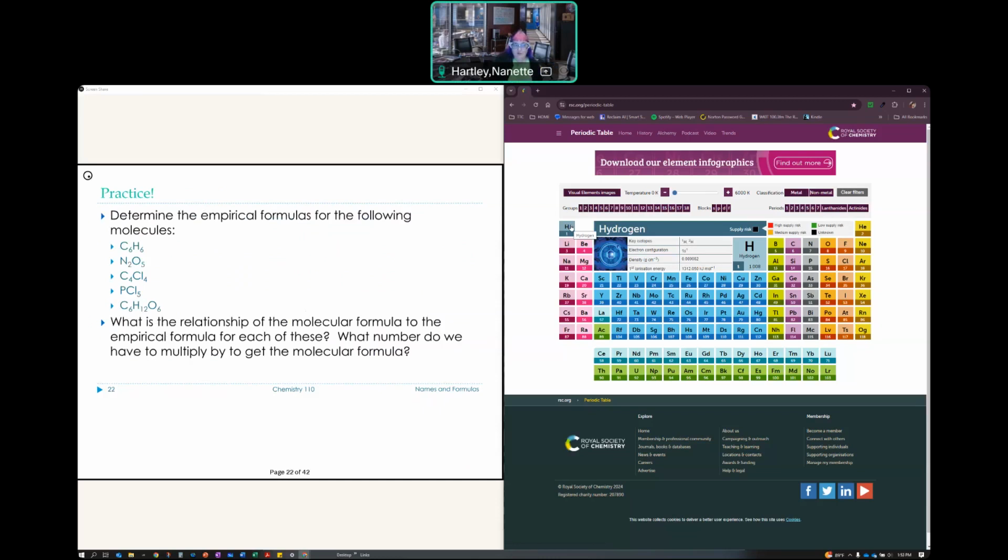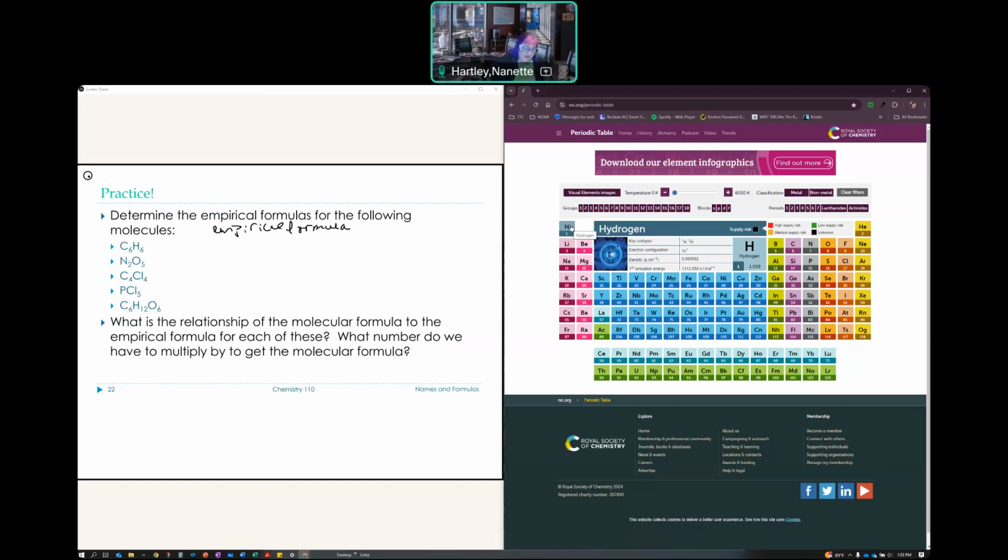So I want to do some practice. I have some molecular formulas that I'm giving you here: C6H6, N2O5, C4Cl4, PCl5, and C6H12O6. These are all molecular formulas. And I want to predict the empirical formulas for those molecules. I want to predict what is that empirical formula, that lowest whole number ratio. And so what I want to do is divide so that I can't divide any more.